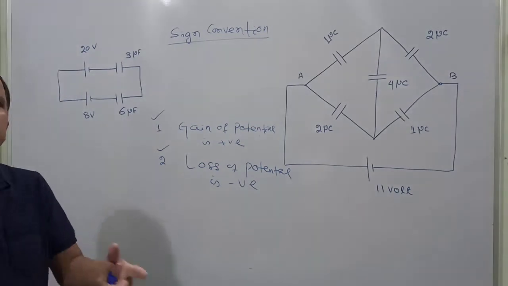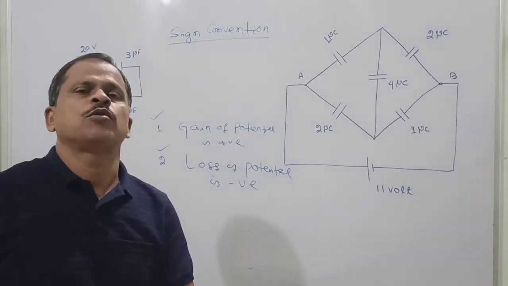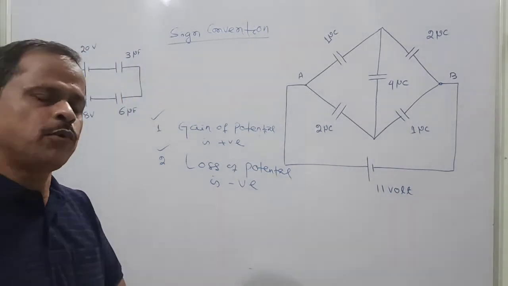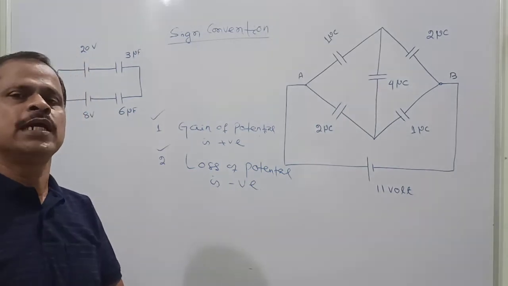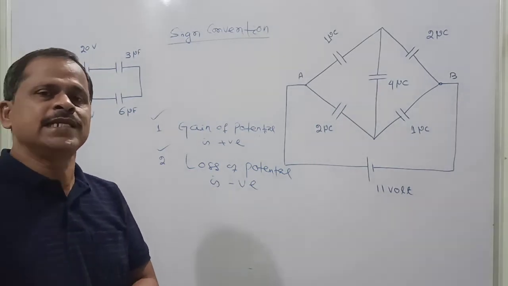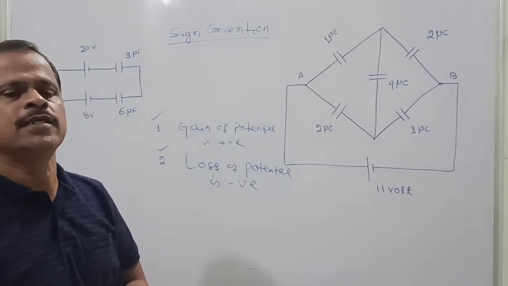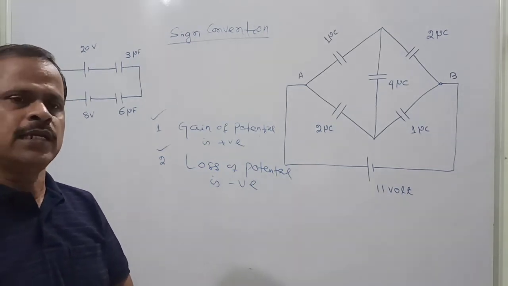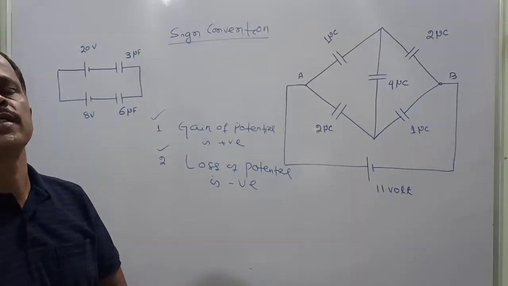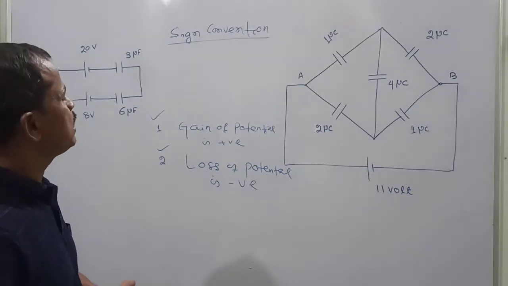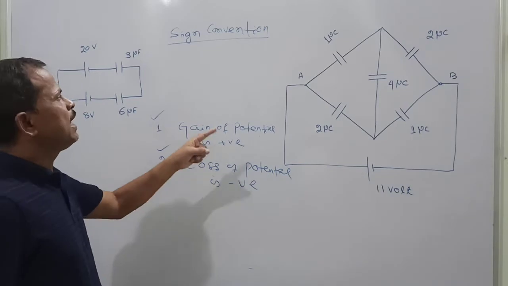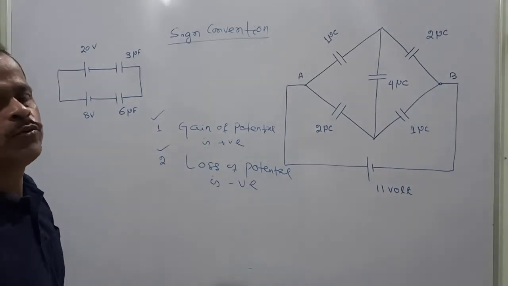If you are gaining 10 volt, you write plus 10. If you are losing 10 volt, you write minus 10 volt. So if you are gaining, you write the positive value of the potential; if you are losing, you write the potential as a negative value. Now I am going to explain when you will be losing and when you will be gaining.